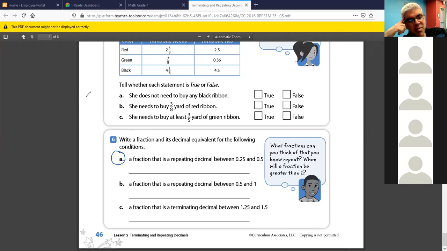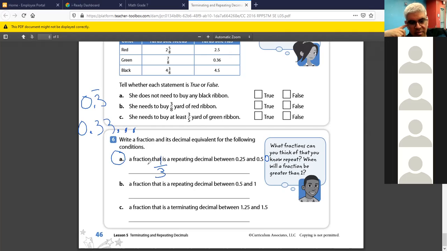Okay, let me give you another clue. 0.3 repeating means 0.33 repeating. So that's 33 cents. That's between 25 cents and 50 cents. So which fraction is that? Anyone? Leslie? 1/3. 1/3, thank you.